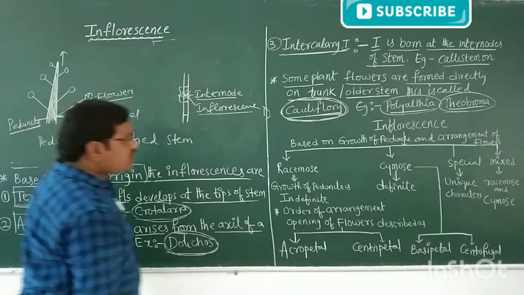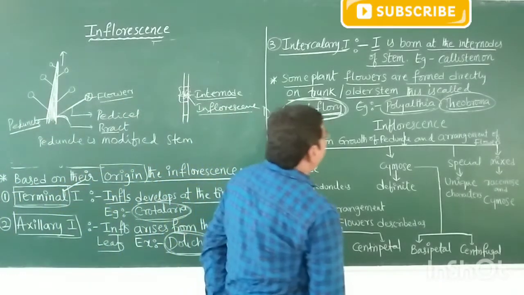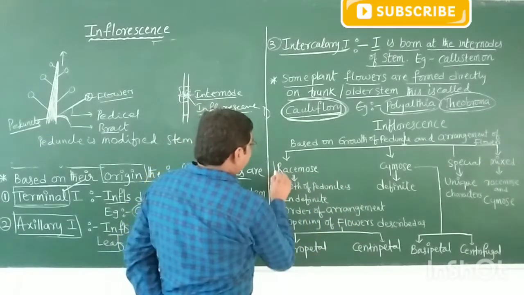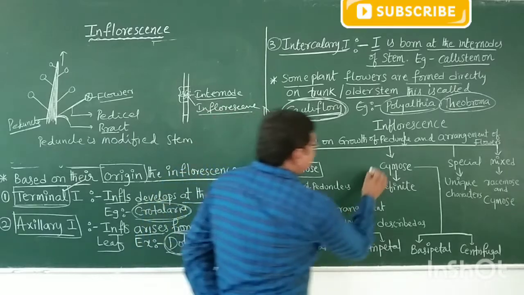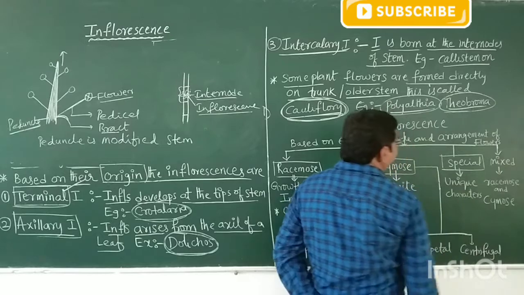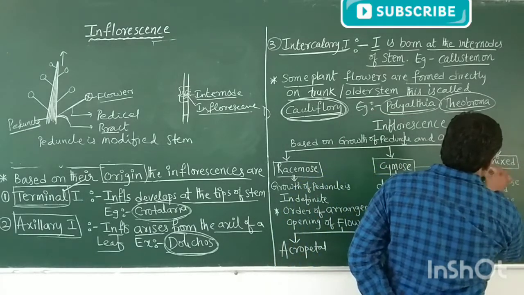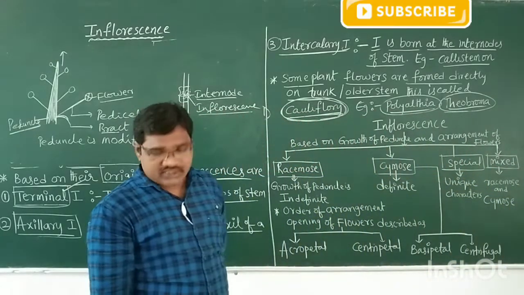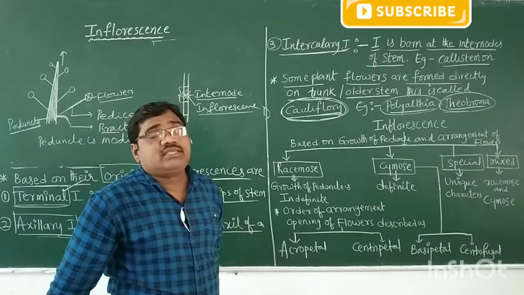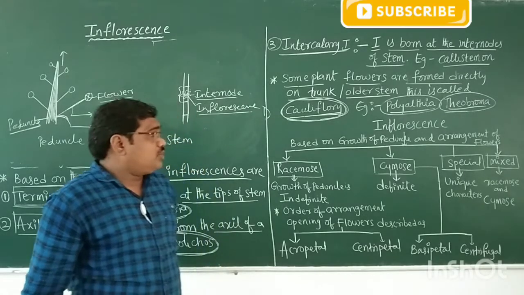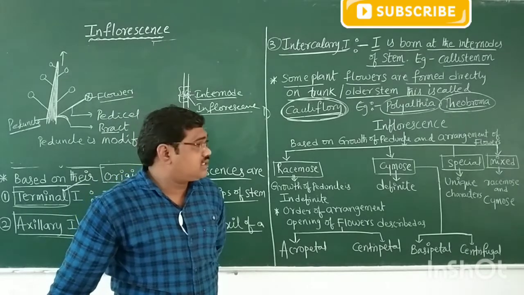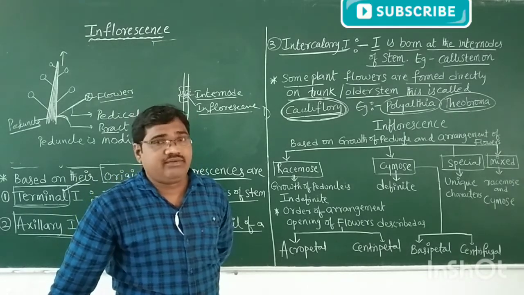Next, inflorescences are again classified into four types. The first one is racemose, the second is cymose, the third is the special type of inflorescence, and the fourth is the mixed type of inflorescence. Here the inflorescences are classified into four groups: racemose, cymose, special type of inflorescence, and mixed type of inflorescence.